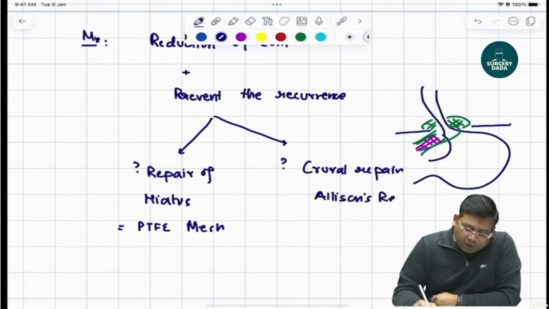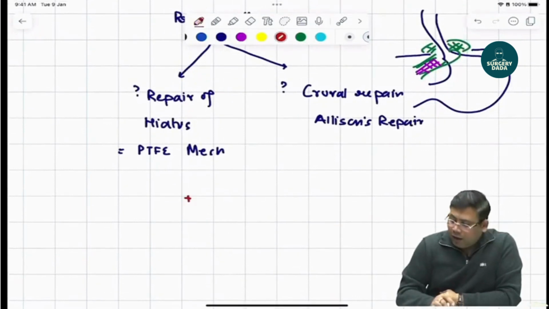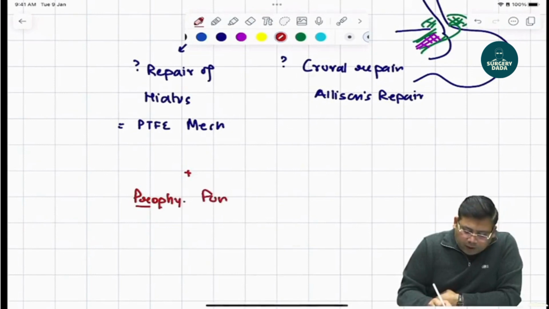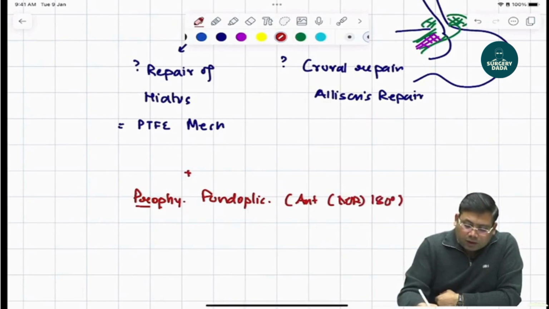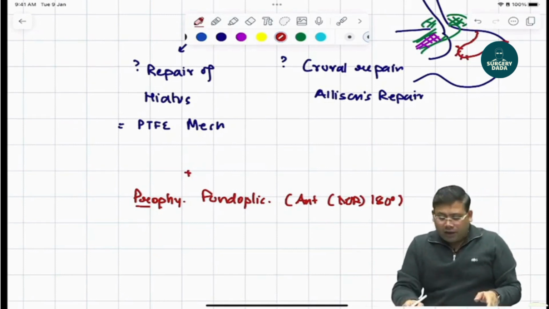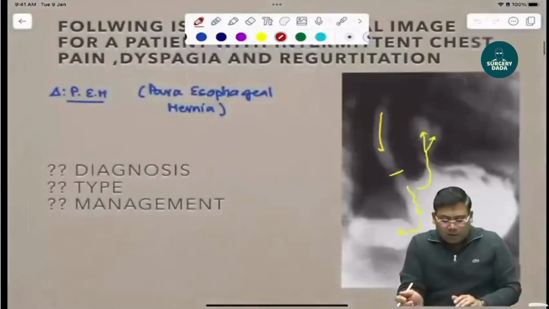Now remember, whenever you are doing anything around the GE junction, you always alter the tone, and thus you will also have to go for prophylactic fundoplication. This is what is very important, and we do anterior Dor 180 degree fundoplication. When we are talking about this, what is Dor fundoplication? This is what is a Dor fundoplication, 180 degree. This is a very simple thing that we need to understand. So you've completed the management of this image also.